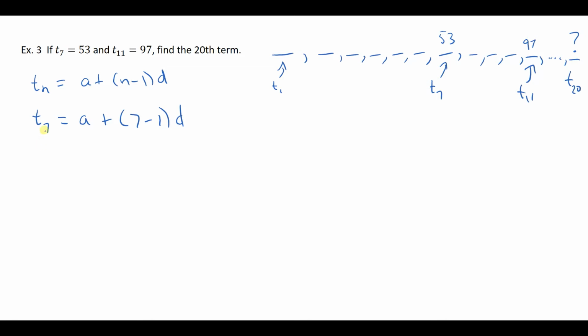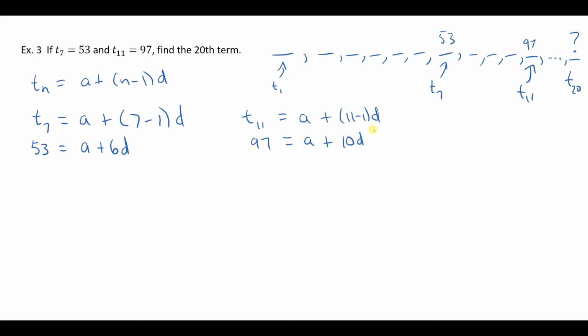So T7 is equal to 53, so I'm going to put that in. Remember, that's like a dependent variable value, very similar to subbing in a y value. A value we don't know, plus 6d. So I have an equation, but I have two variables. I can't solve that. Let's see what we can do with T11. A plus 11 minus 1d. T11 we know is 97.